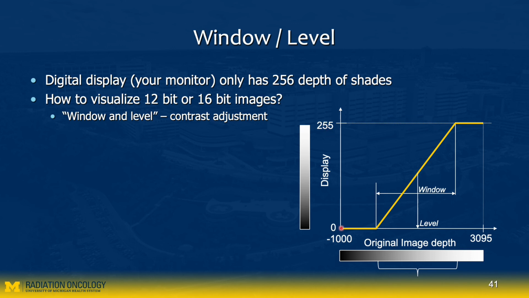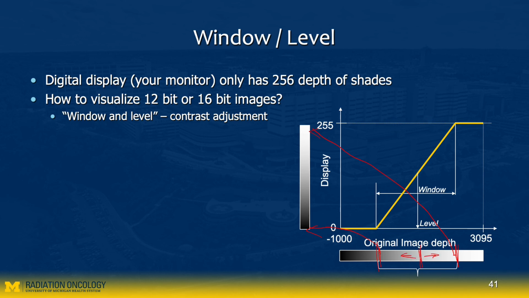So you can make your window size and level depending on what you want to see better. In this example, we selected from here to there that I want to project to my monitor. So the shade from here to there now becomes the darkest, and this part will be the brightest on your computer. That's how we change the window. And then level means where the center of that is.